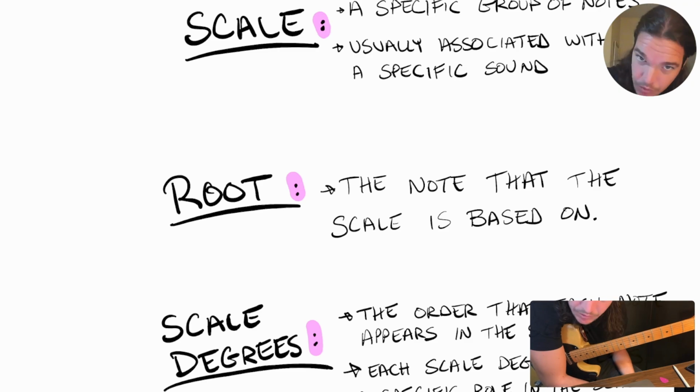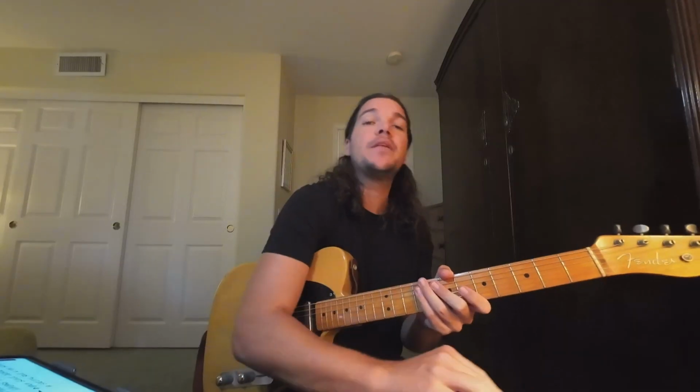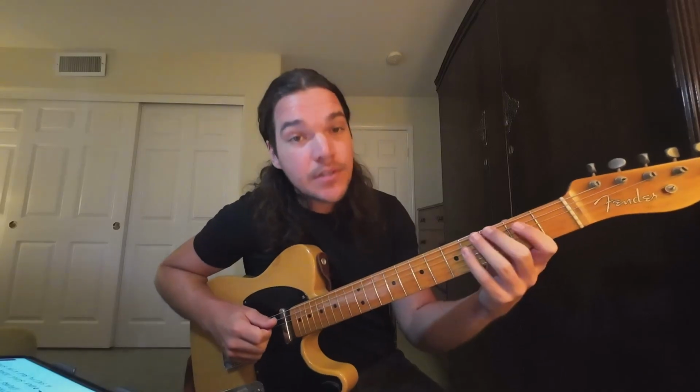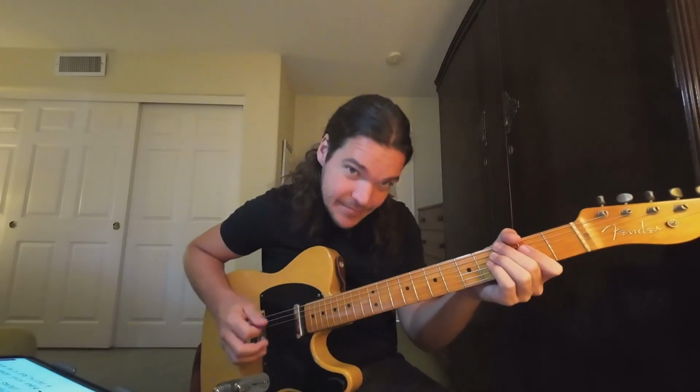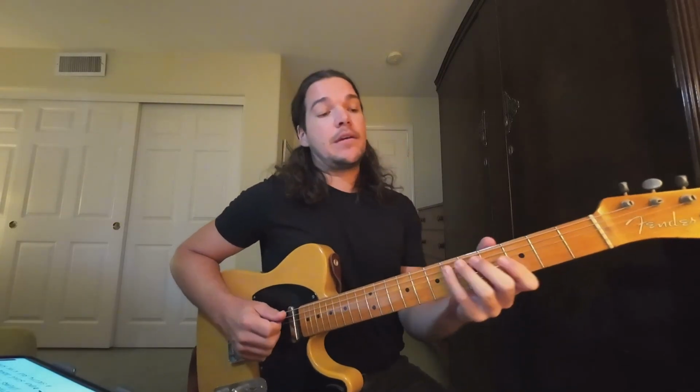Let's talk about what the heck we mean when we say the word root. Well, the root is the note that the scale is based on. So if we are playing a G major scale, the root of that scale is the note G, because that scale is based on the note G. We could, for example, play an E flat major scale, and the root would be E flat.